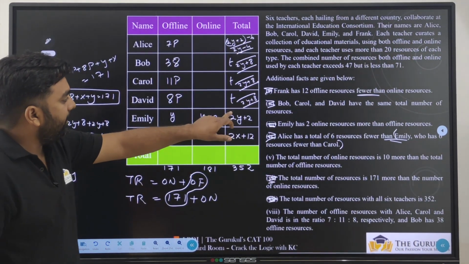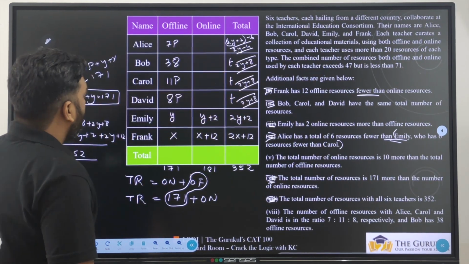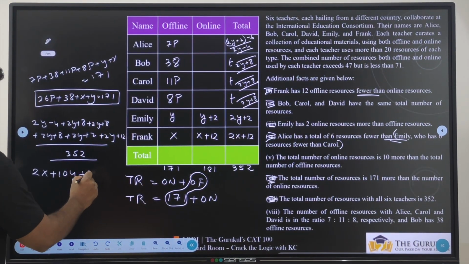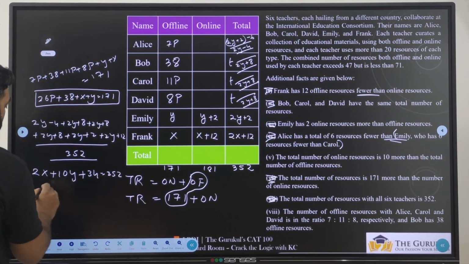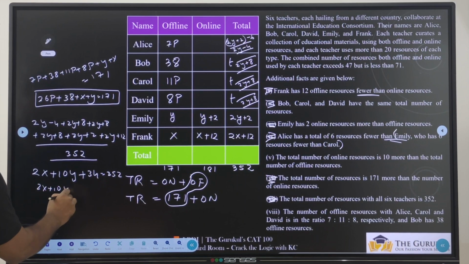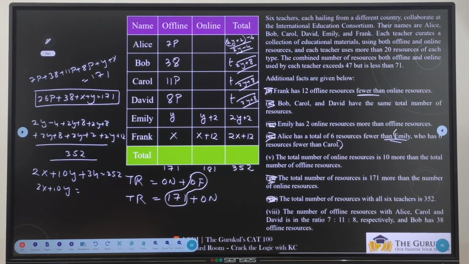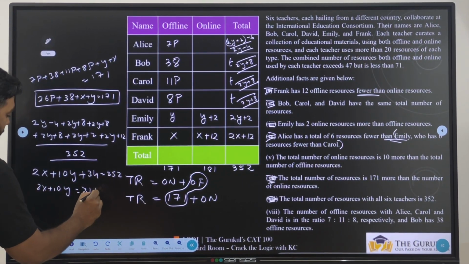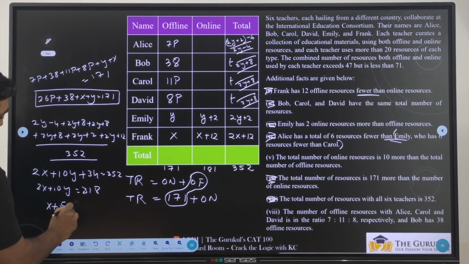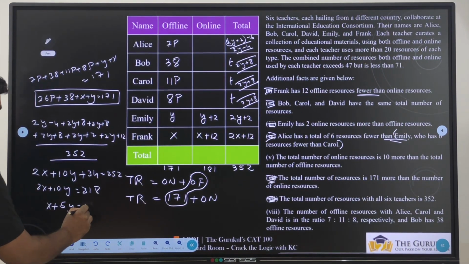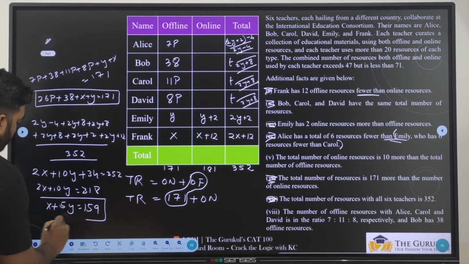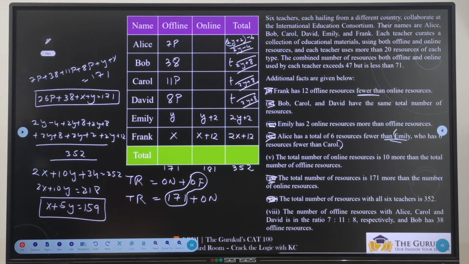Because 2x is here, remaining all 1, 2, 3, 4, 5, so 10y plus 34 is equal to 352, which means 2x plus 10y is equal to 352 minus 34. Perfect, which is 318. So x plus 5y is equal to how much? 318 by 2. That is 159. Perfect. This is 159. This is one equation.